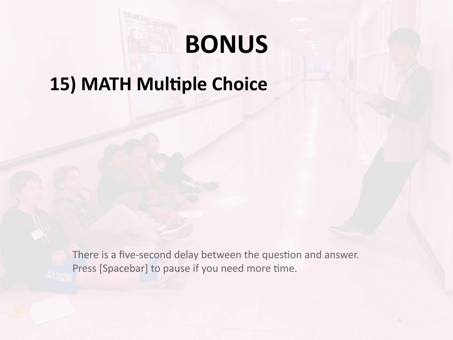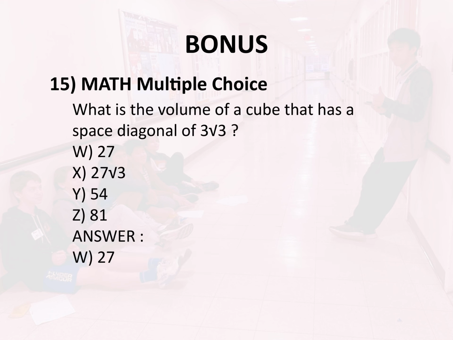Bonus 15. Math. Multiple choice. What is the volume of a cube that has a space diagonal of 3 times the square root of 3? W, 27. X, 27 times the square root of 3. Y, 54. Z, 81. Answer: W, 27.